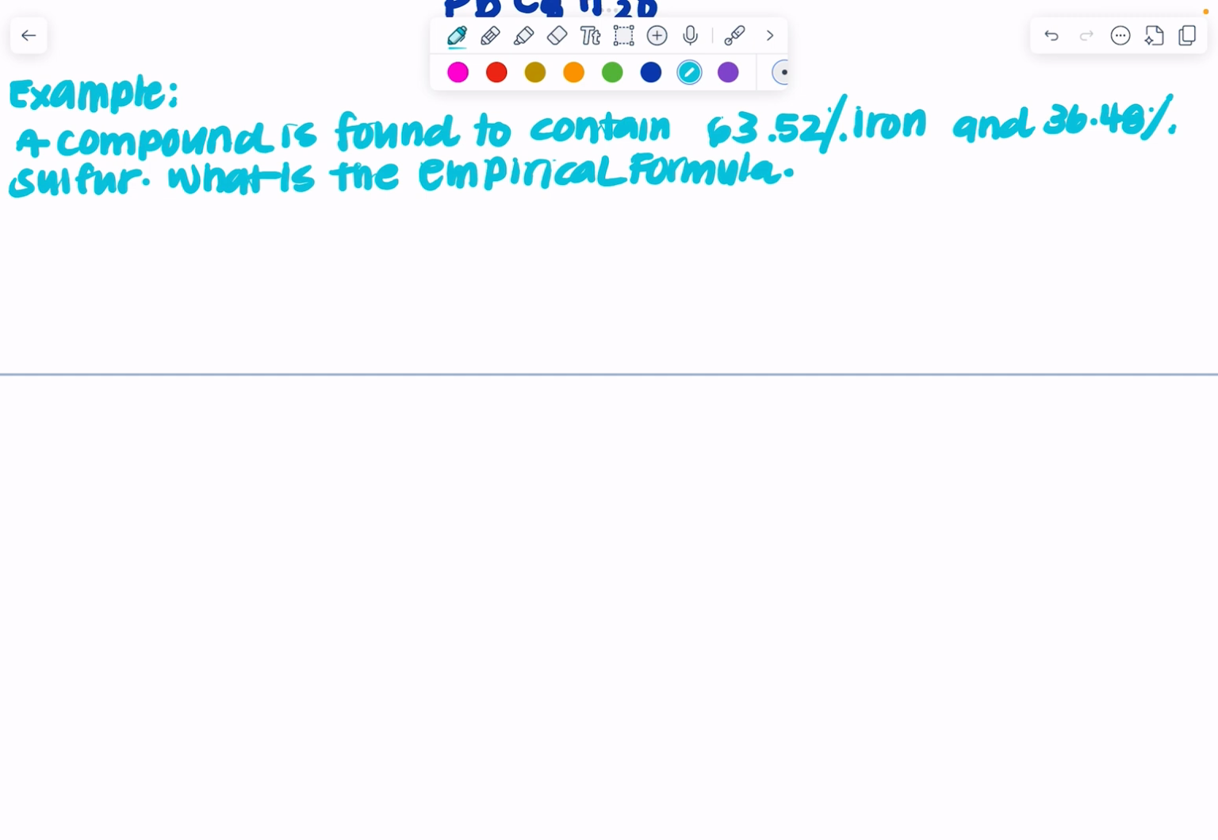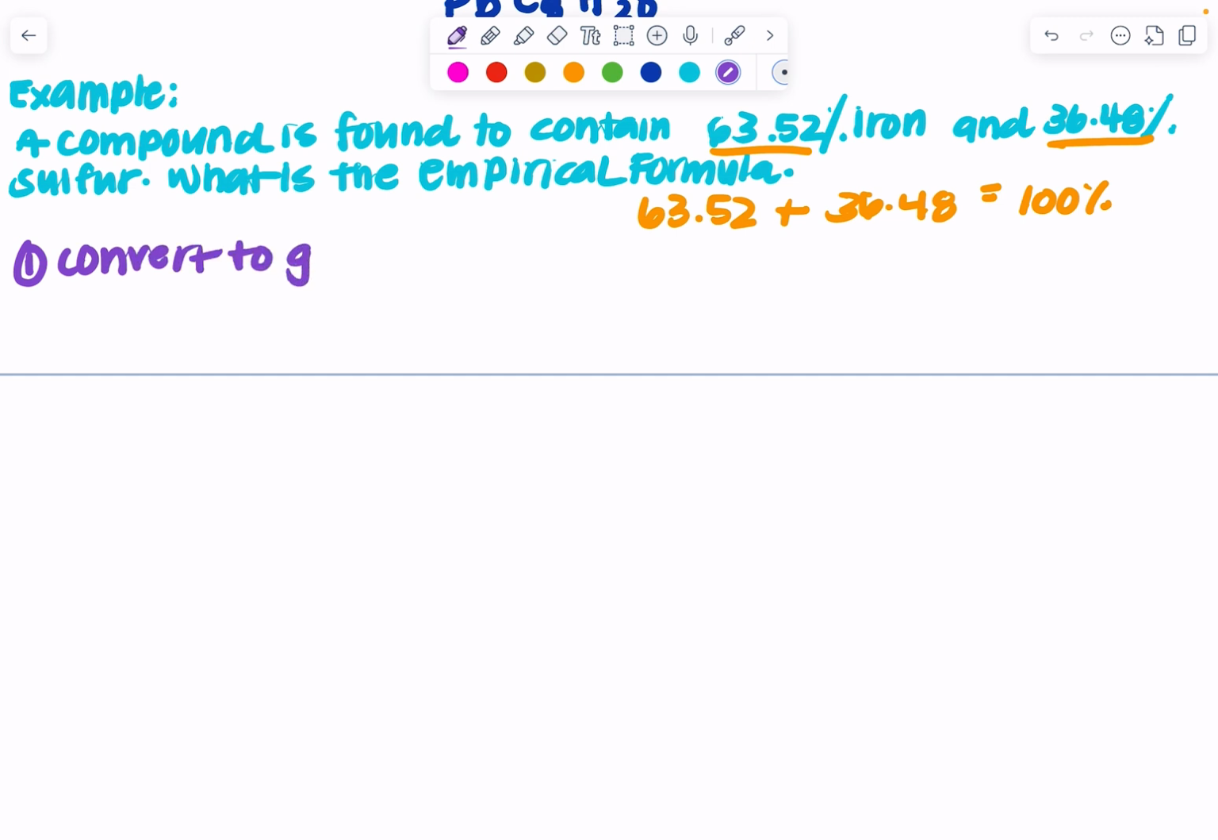Okay. What's nice about these two numbers, you kind of see this immediately, is that 63.52 plus 36.48 equals 100%. And it really should equal 100% because we're looking at 100% of the substance. So our first step is to convert to grams. And this is so simple. I'm going to give you the long-winded answer. But all we really have to do is, instead of saying 63.52%, we're just going to say 63.52 grams, 36.48 grams.